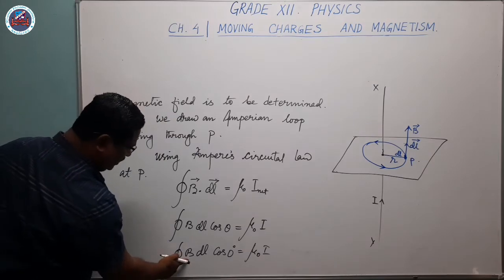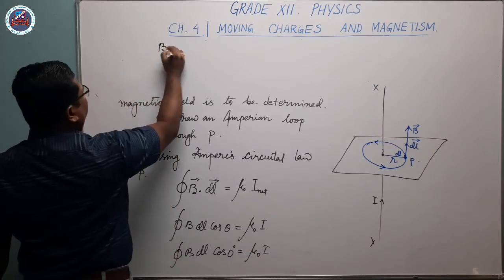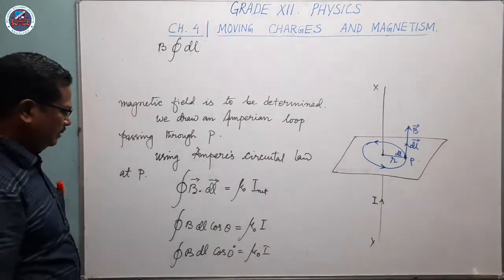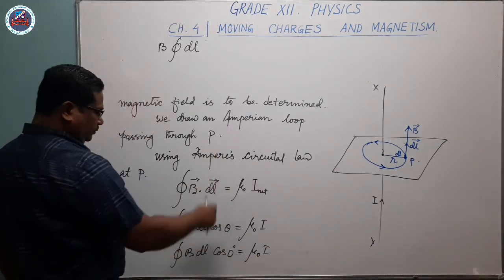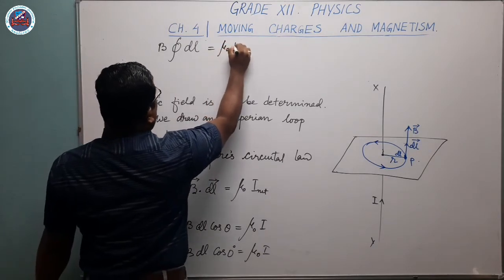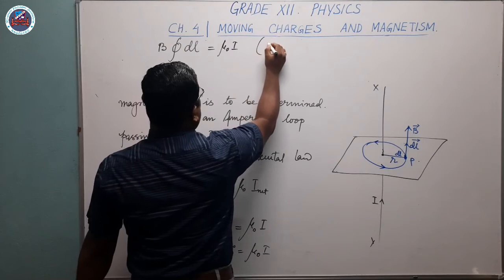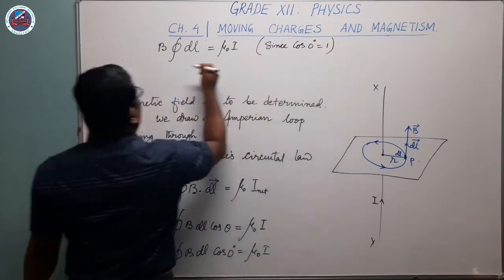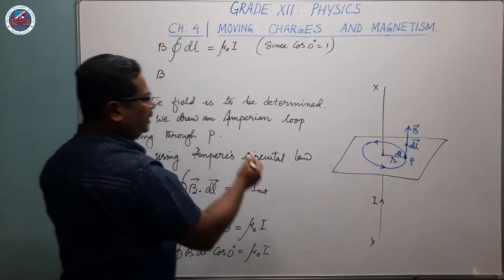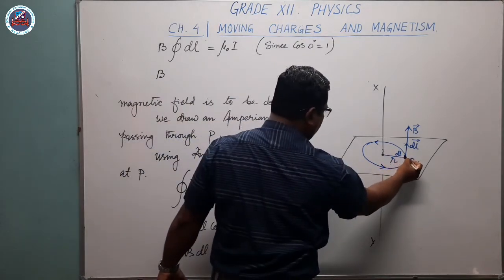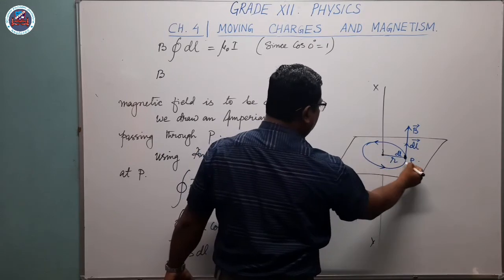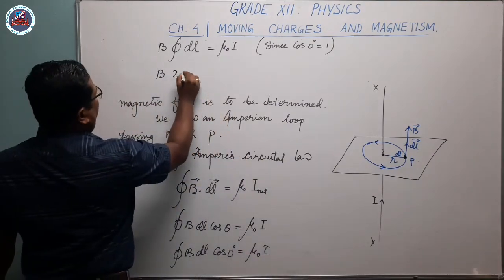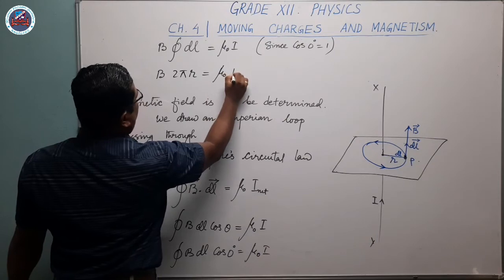Then B is a constant term, you can take it out of the integration. The integration is a line integral, and a line integral will integrate only the line. Cos 0 degrees is equal to 1, so we don't need to write anything. So mu naught I. So B times the integral of dl. You took a small region of the loop, this is dl. If you take the whole thing, it is the circumference of the circle. So it will be 2 pi r. So B times 2 pi r is equal to mu naught I.